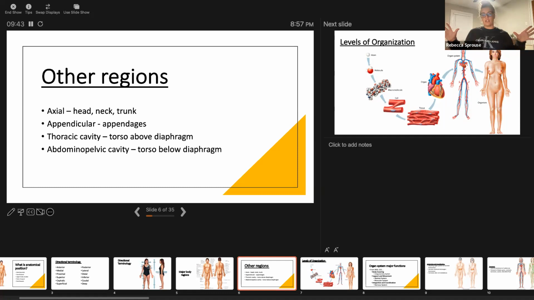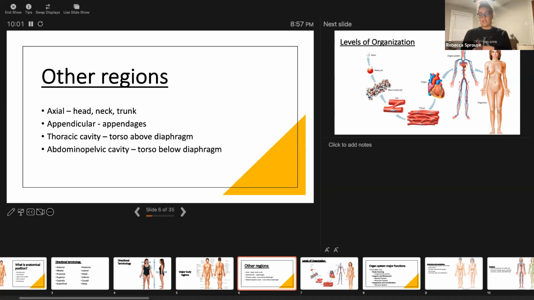Appendicular are going to be the appendages. We're going to call those kind of like the peripheral. So this is kind of central. This is more peripheral out here. And then obviously, because we're doing cardiovascular and respiratory system, digestive system, all of that, we're going to talk a lot about the thoracic cavity and the abdominopelvic cavity.